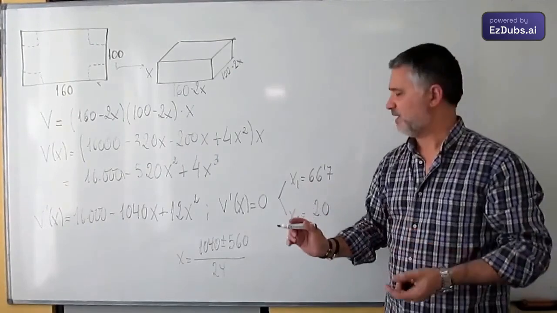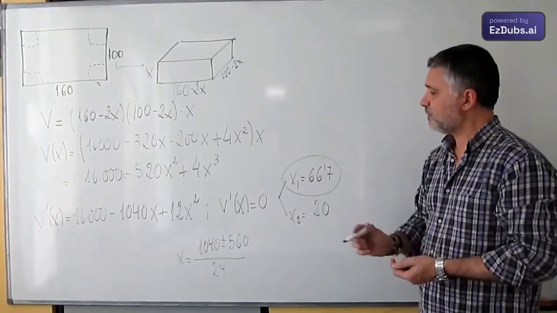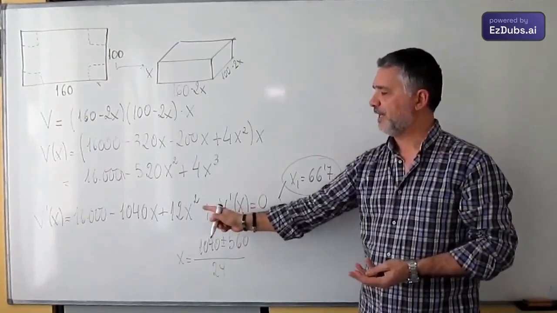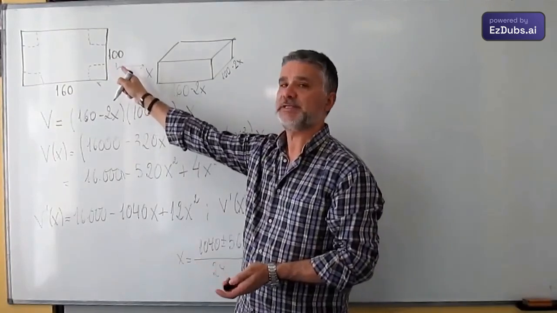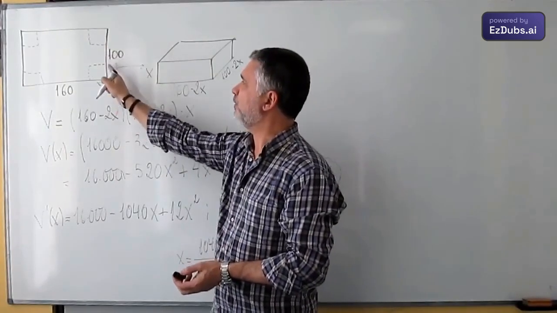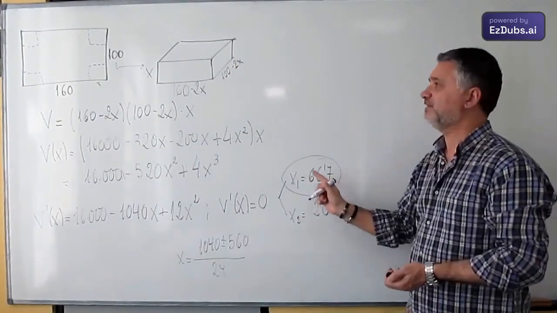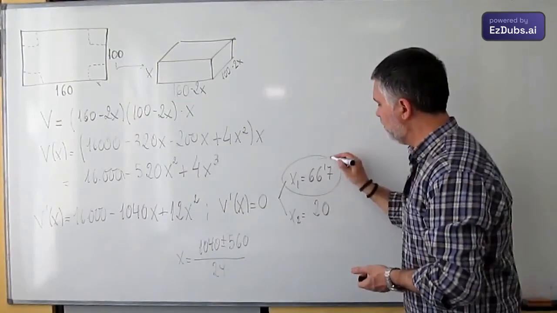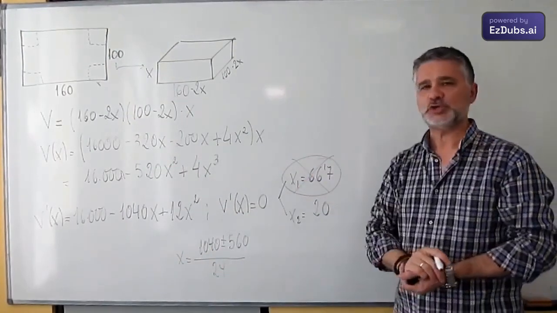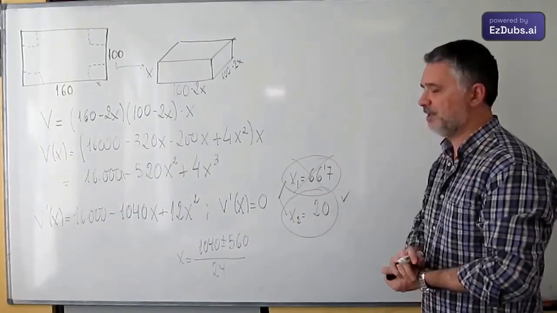Let's analyze them. This first value, 66.7, although it is a value that effectively makes the first derivative 0, if we analyze the problem you will see that it cannot be, because then we would be taking away more from the sheet than it has. Twice 66.7 would be 133.4, which cannot be. Therefore, this value is not valid for us. The value that is valid for us is x equal to 20.